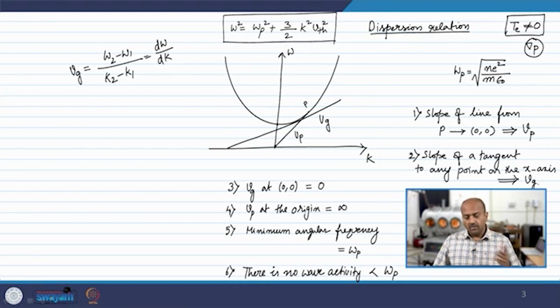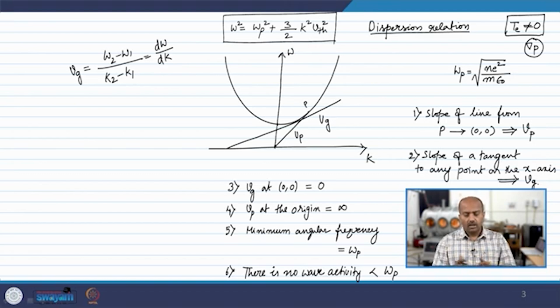Now, looking at this, we can simply say that if this point that you have taken P is at the center of this hyperbola, you will get that the phase velocity at that point will be infinity, because you are just forming a vertical axis whose slope is infinity. And if you evaluate the group velocity at the origin, it would be 0, right, because we know omega will be independent of k then.